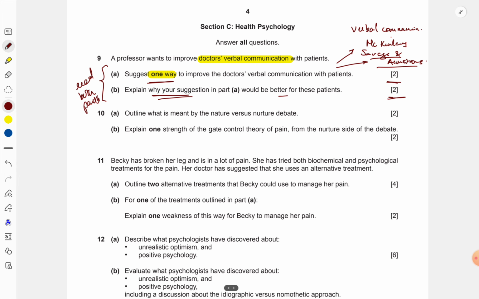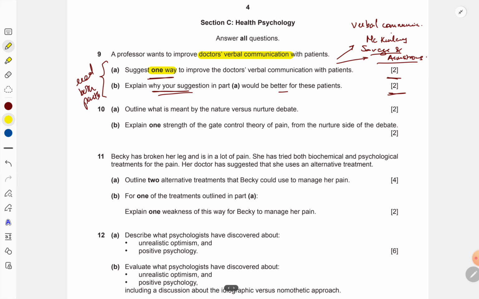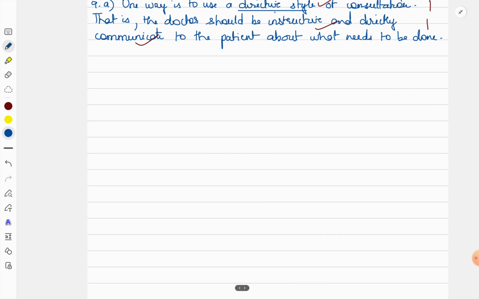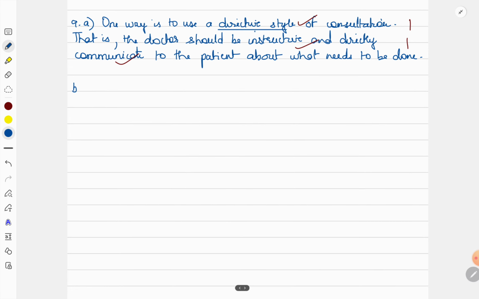Now let's look at part B once again. Explain why your suggestion would be better. Now here I can quote the study by Savage and Armstrong, and with reference to that explain why the suggestion is better. So again, here also I have to be very precise to the point because it's for 2 marks. How I can structure my answer is, in the first sentence I would explain that these are the findings of Savage and Armstrong study. That will give me 1 mark. And then in the second I'll explain exactly what they have found in the study. How they found that directive style is better than a sharing style.